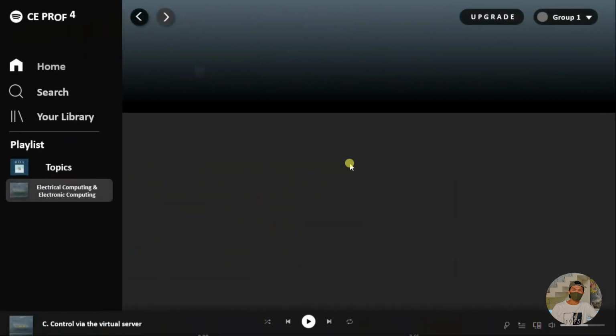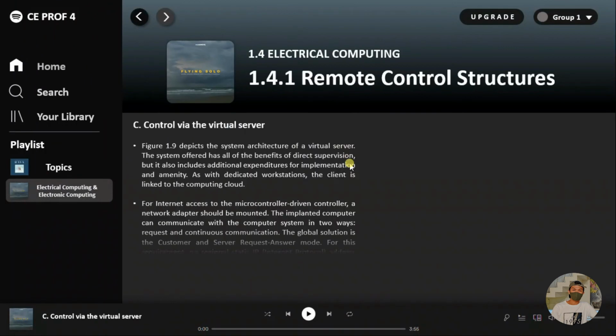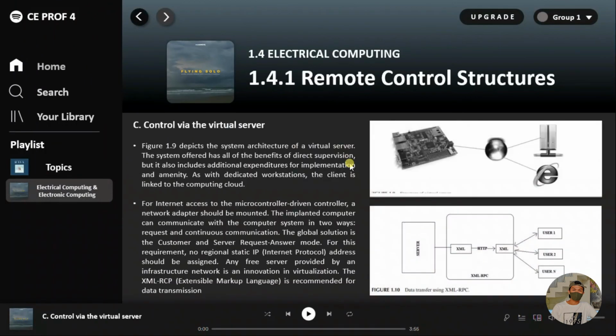So the next one of the remote control structures is the control via the virtual server. Figure 1.8 depicts the system architecture of a virtual server. The system offered has all the benefits of direct supervision, but it also includes additional expenditures for limitations and amenities. As with a dedicated workstation, the client is linked to the computing cloud.